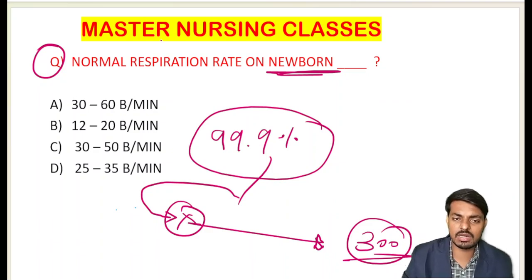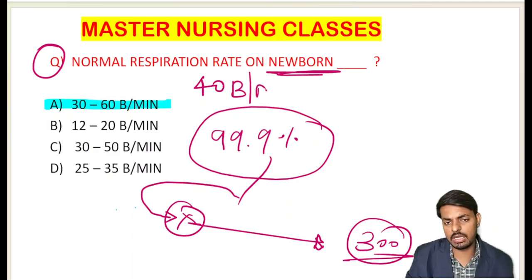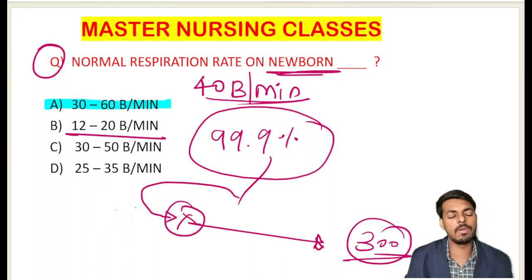So the normal respiratory rate of a newborn, as all of you know, is option A, 30 to 60 breaths per minute. If the examiner wants only one value, we can give 40 breaths per minute as the standard value for the normal respiratory rate of a newborn. And 12 to 20 is the normal respiratory rate of our beautiful adults. Hope the concept is very clear for this question.